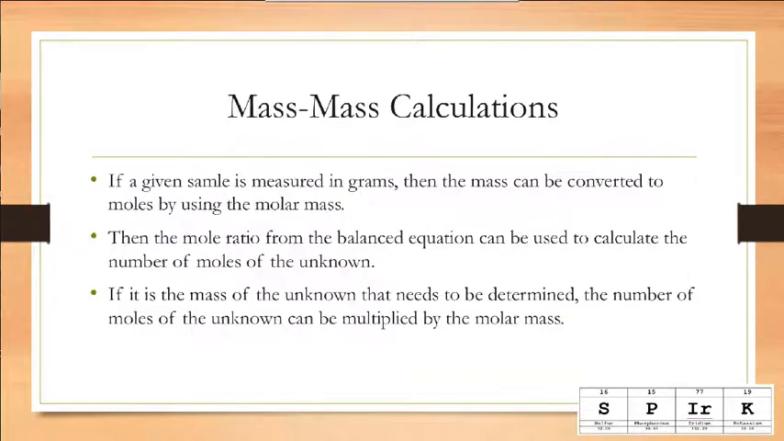So we also have mass-to-mass calculations. And if a given sample is measured in grams, then the mass can be converted to moles by using the molar mass. Then the mole ratio from the balanced equation can be used to calculate the number of moles of the unknown. And if it is the mass of the unknown that needs to be determined, the number of moles of the unknown can be multiplied by the molar mass, which we've done in the past.